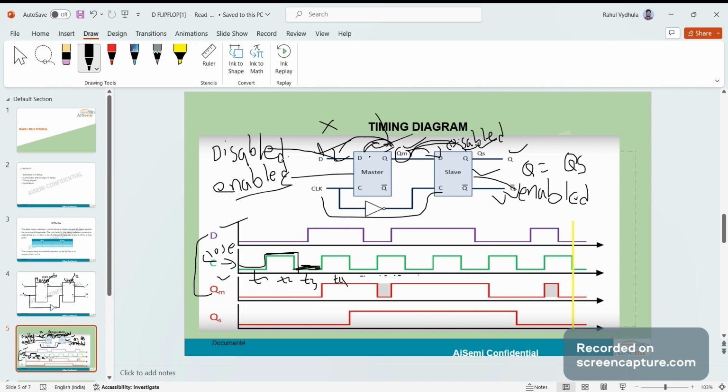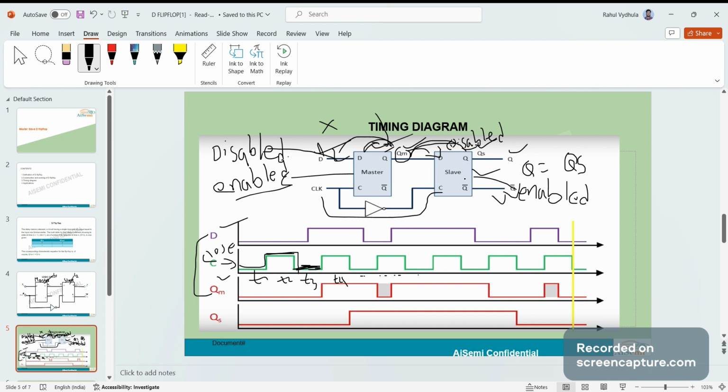The same scenario, like the first, for the quite opposite of this first, the same second scenario will be happening. Okay, this is the input, but this is the output. That's why it is changing. QM was high initially, and QS also becomes high. QM is equal to QS in this condition because of what? Because the slave is enabled.